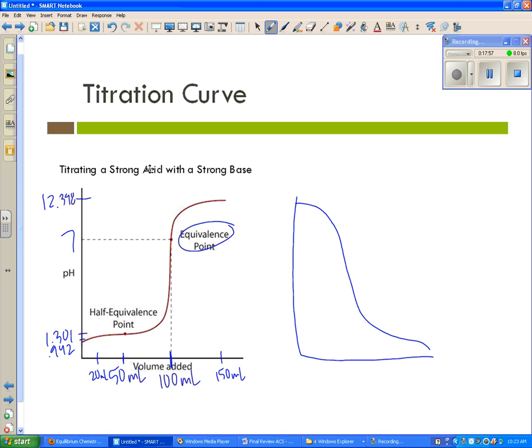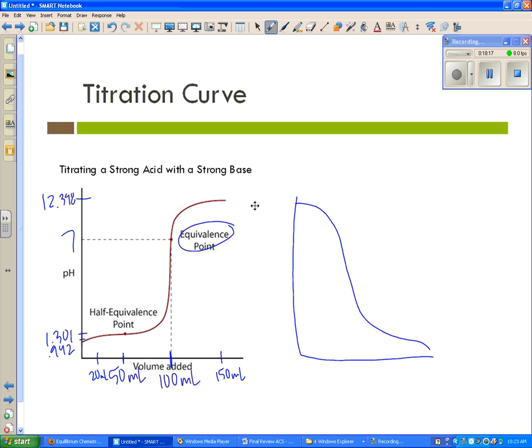This would be titrating a strong acid with a strong base. This would be titrating a strong base with a strong acid. And so it only depends on what you're adding to what. So in our practice problem, we were adding the base to the acid, and we were calculating the pH after we had added certain portions of base.